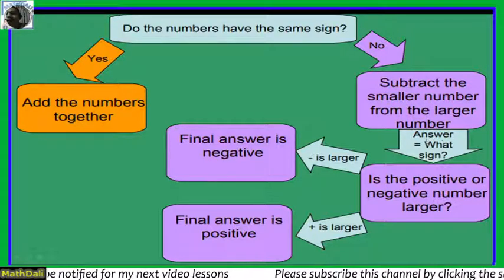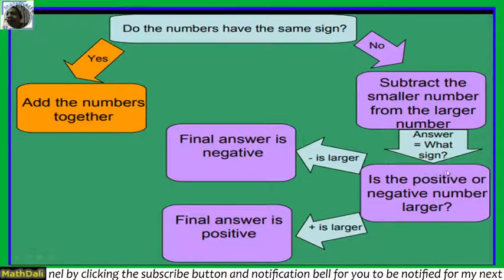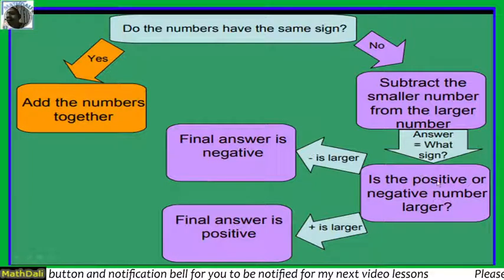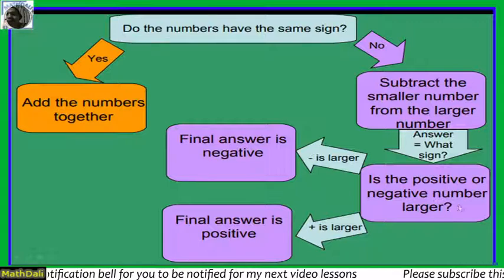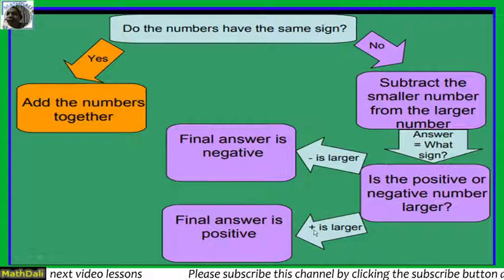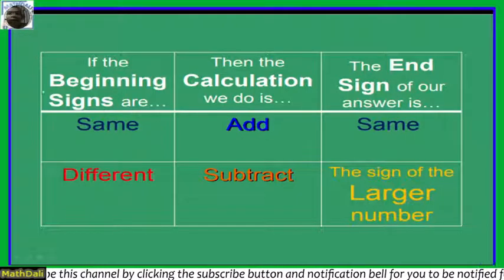And yung sagot, ano naman yung magiging sign ng sagot after you subtract? Okay, so is the positive or negative number larger? I'm referring to the absolute value. Okay, so ano yung mas malaki yung absolute value? Yan. So, dalawang number. Yung bang may positive or yung may negative? Ngayon, kung yung negative, ang mas malaki yung absolute value, then the final answer is negative. Pero kung yung positive naman, yung mas malaki yung absolute value, then the final answer is positive.